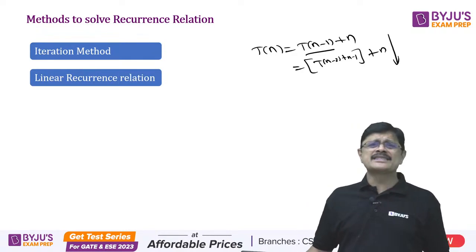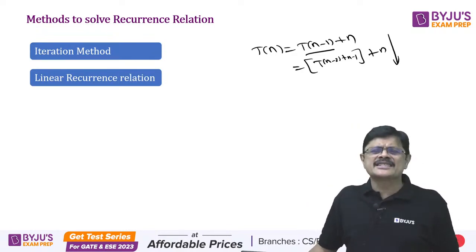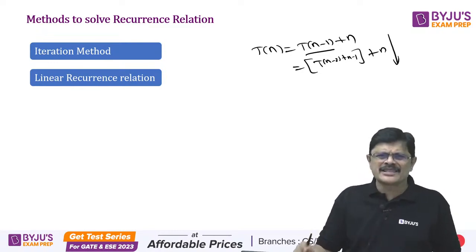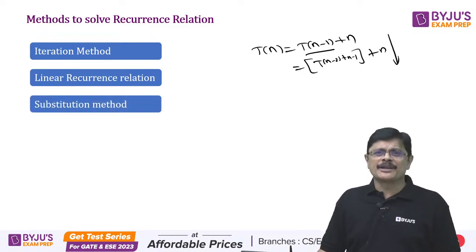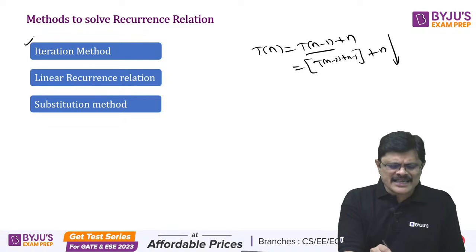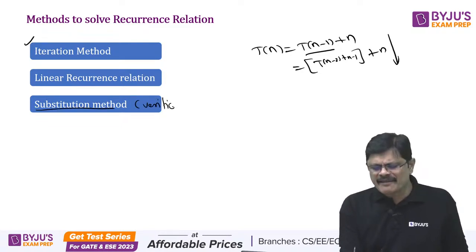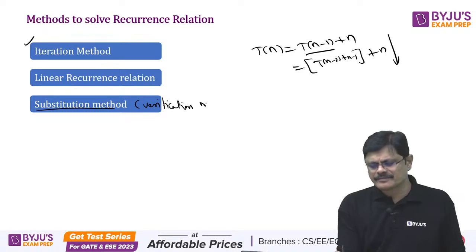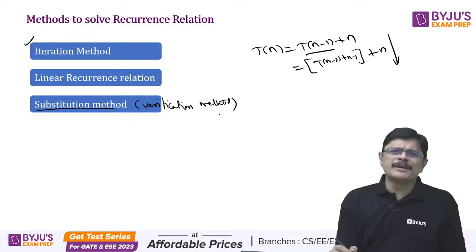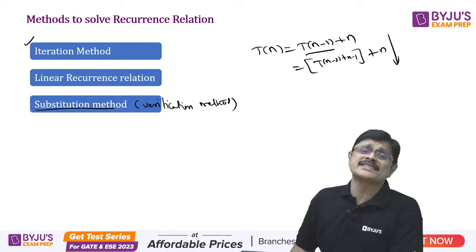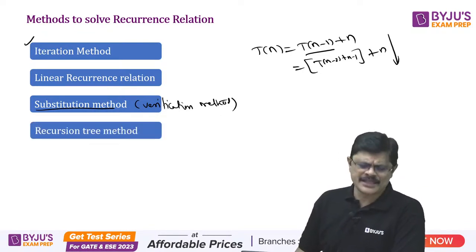The next one is the linear recurrence relation. Generally this we discuss under discrete mathematics. I just give you an idea of this, my dear friends. Substitution method. See, generally people call this the substitution method. This substitution is a verification method, sir. Verification means after guessing a solution, we have to verify whether it is correct or not. That is the substitution method. Of course, we are not discussing it now.